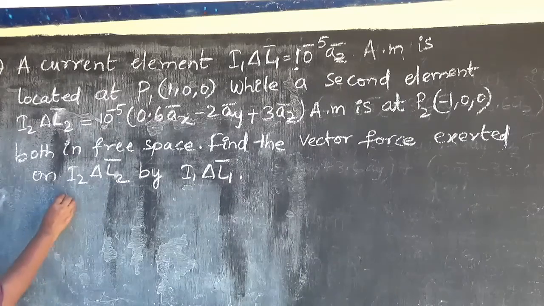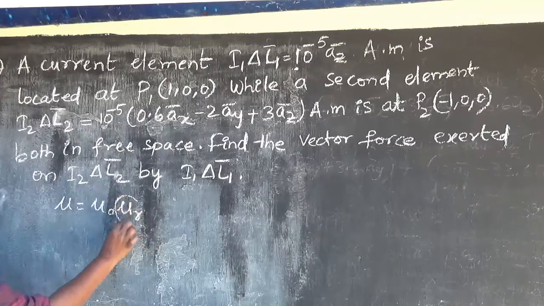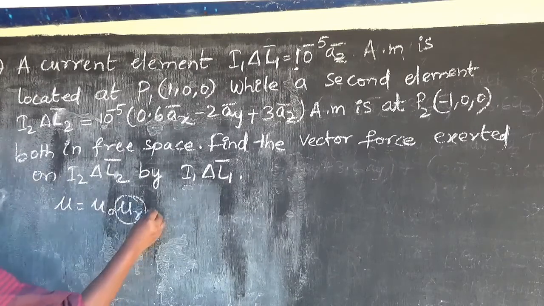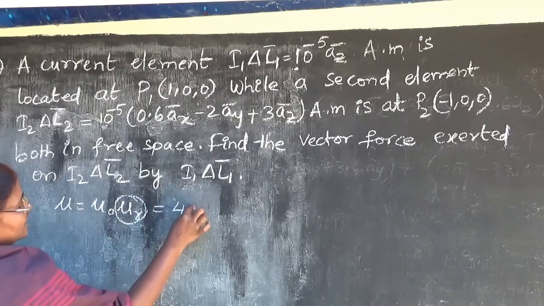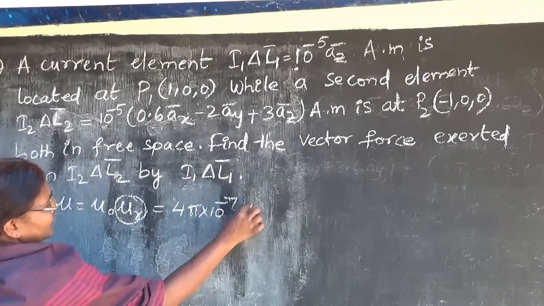You know that mu is equal to mu naught into mu r, where mu r is the relative permeability. It depends upon the medium in which it is located. So mu r will be 1 for free space. So your mu will be only mu naught. So you will consider only mu naught, and you know that mu naught is equal to 4 pi into 10 to the power of minus 7 Henry per meter.